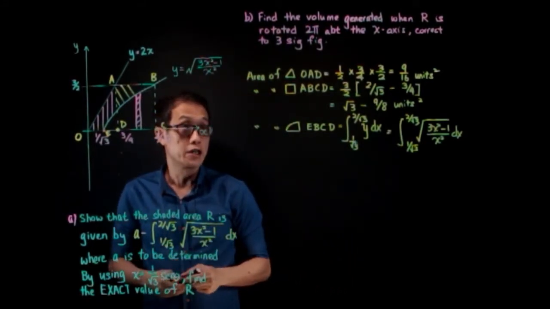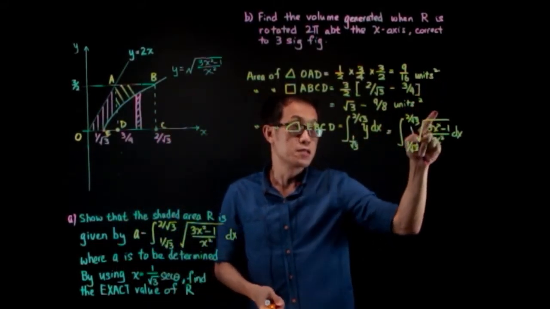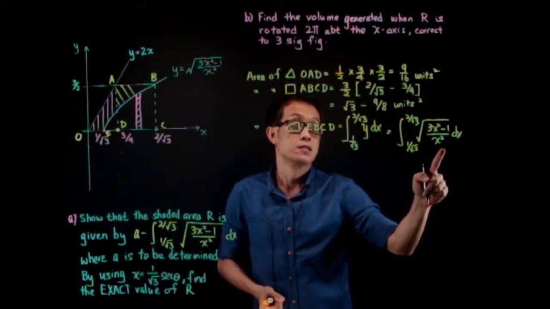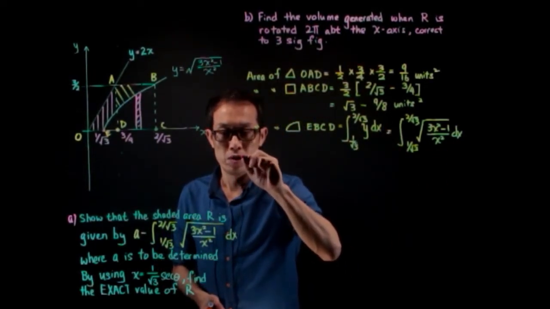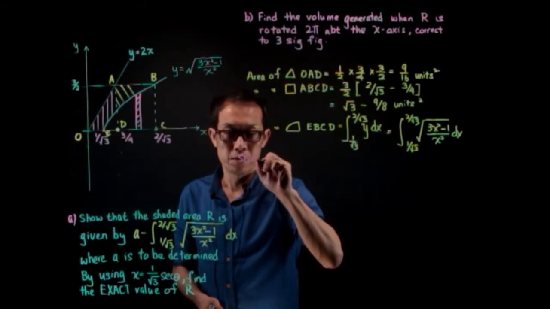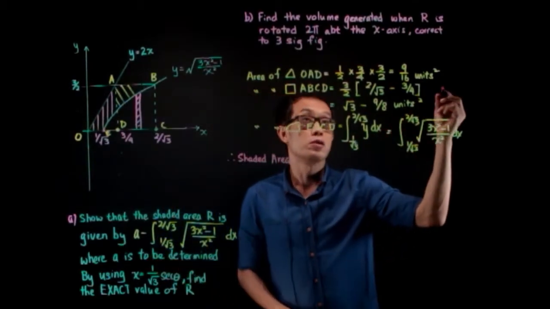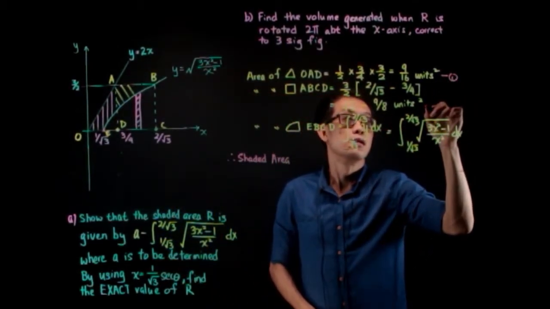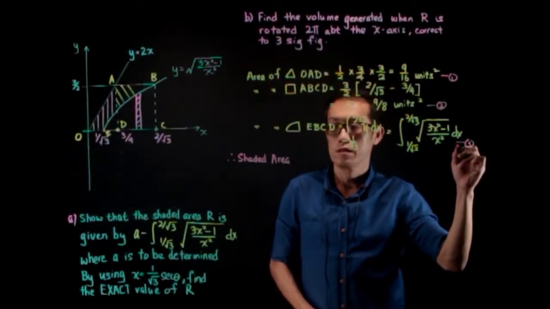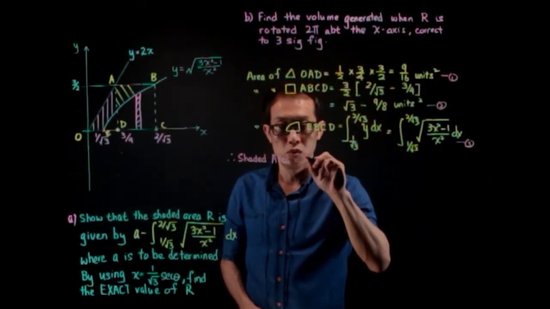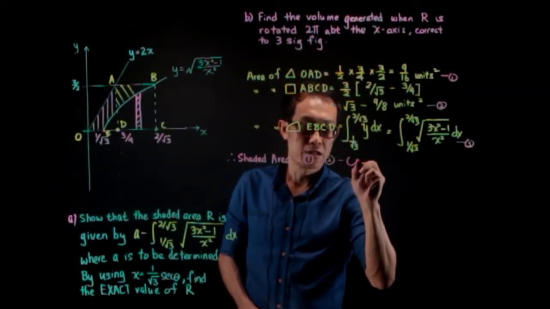So what is the shaded area? The shaded area will be this plus this minus this. Now let's call this 1, call this 2, and we call this 3. Therefore the shaded area will be equal to 1 plus 2 minus 3.